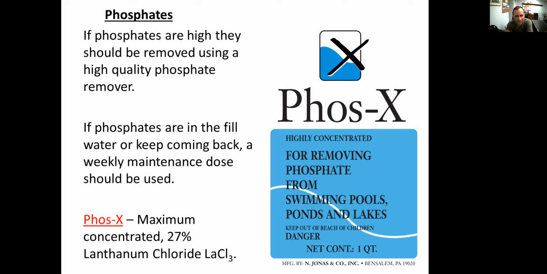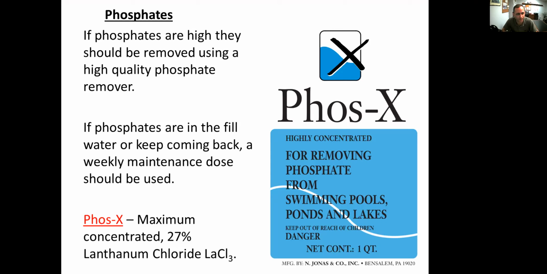Ours is the maximum concentration you can buy. I've seen others, some are closer to 10%. Ours is 27% lanthanum chloride, and that attaches to phosphates and forms a precipitate. And then as you circulate the pool, the filtration system will remove that compound. When you backwash the filter or clean it, it gets just washed out. So that's how it works to remove the phosphates from the water.